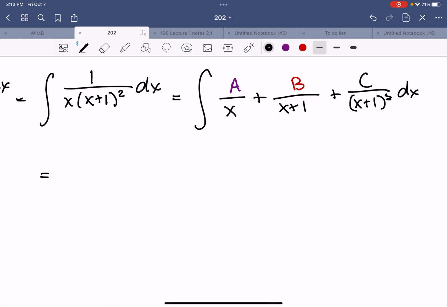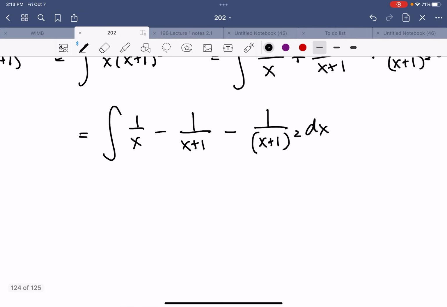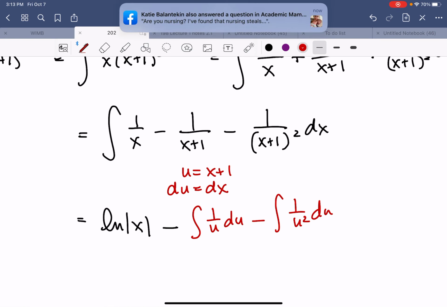So that means that I'm trying to find the integral of 1 over x minus 1 over x plus 1 minus 1 over x plus 1 squared dx. The first one is just going to be ln x, not a problem there. But the second and third, I have the x plus 1 in the denominator, so I'm going to u sub for that twice. It'll be the same u sub for both pieces. And this is going to give me the natural log of absolute value of x minus the integral of 1 over u du minus the integral of 1 over u squared du.